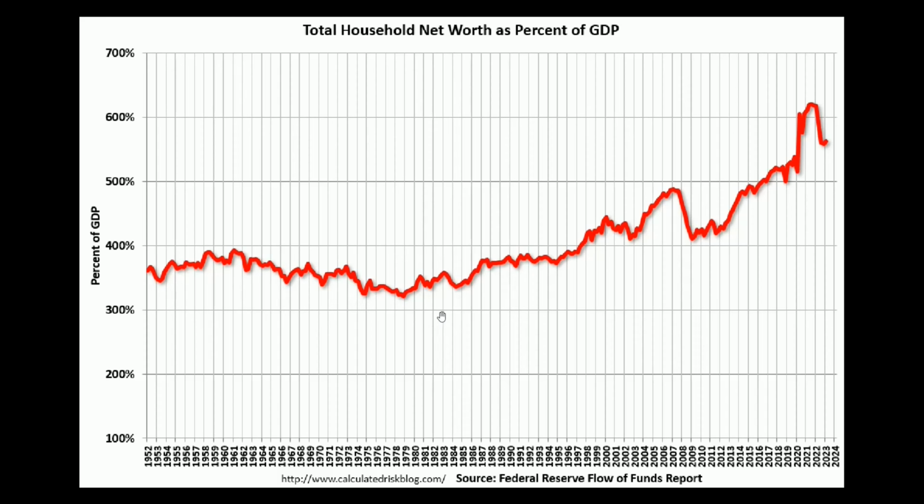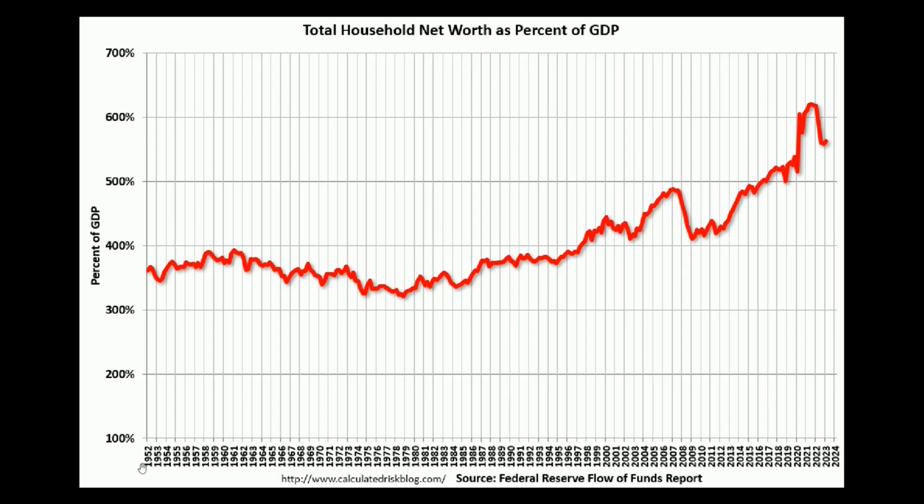And even though I just explained that, there's always going to be someone who says, oh, this is just because of the hyperinflation that we've had for 60 years or whatever. That is completely wrong, and such a person does not know what they're talking about. This is total household net worth as a percent of GDP.